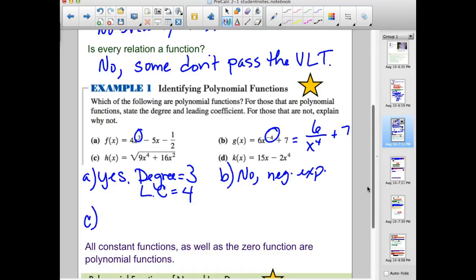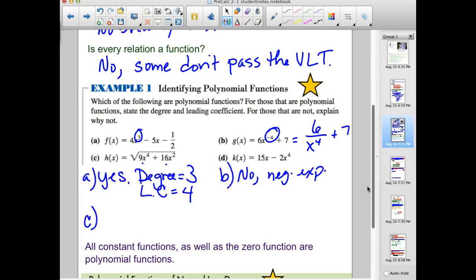If the square root wasn't on top, then I would say yes, it's a polynomial. With the square root there, it's not. You cannot split the two terms here.